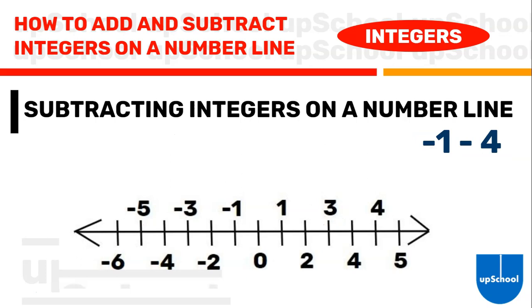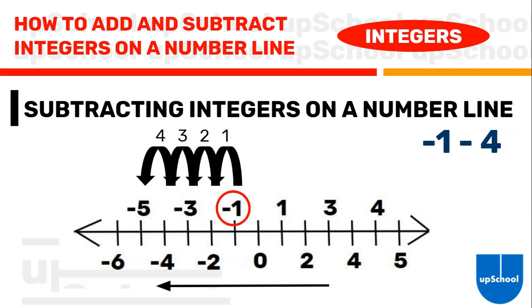So next, I'll give you guys an example of subtracting integers on a number line. The equation we have here is negative 1 minus 4. The process of subtracting integers on a number line is, first, you plot the number you're subtracting from, which in this case is negative 1. Second, we move to the left, because subtraction is decreasing the number, and decreasing a number is basically moving to the left. We move to the left by the number you're subtracting by. In this equation, that number is 4.